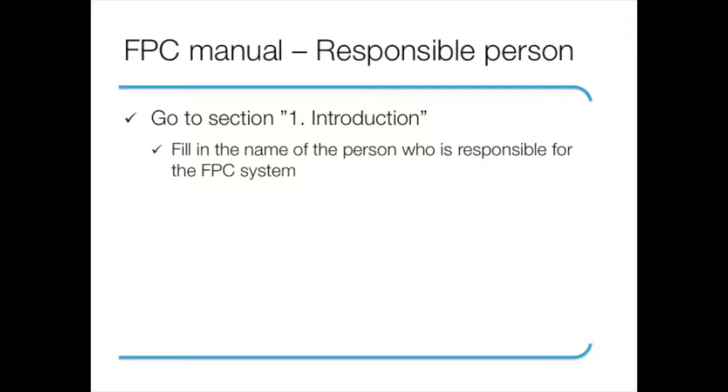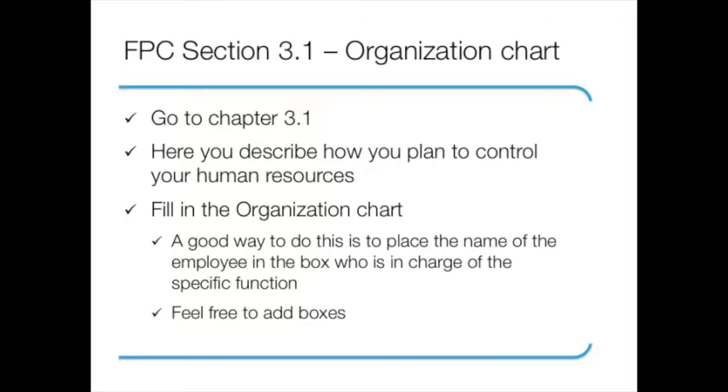But now open your FPC manual and navigate to Section 1. Here we name the person who will be responsible for your FPC system. If you have several locations, name someone to be responsible for each location. And naturally, if you want to, this can be the same employee. In most cases, this employee is also responsible for the CE markings. But if you think that this is too much for one employee to handle, you can name another employee to be CE responsible. After this, navigate to Section 3.1, where we have included a section that describes how you're planning to control your company's human resources.